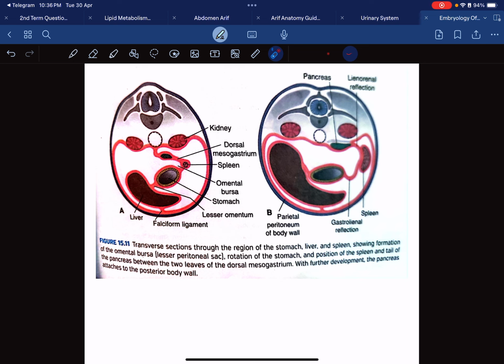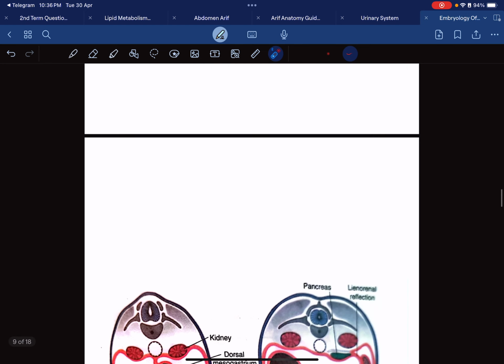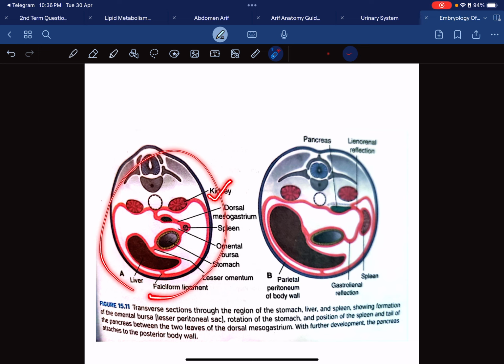Okay, now derivatives of the ventral mesogastrium are the lesser omentum and falciform ligament. This is the ventral mesogastrium, and within the ventral mesogastrium the liver is developed, and this lesser omentum and the falciform ligament. Lesser omentum connects the stomach and proximal part of the duodenum with the liver, and the falciform ligament connects the liver to the ventral body wall. Okay, now this rotation that occurred caused the change within this cavity.